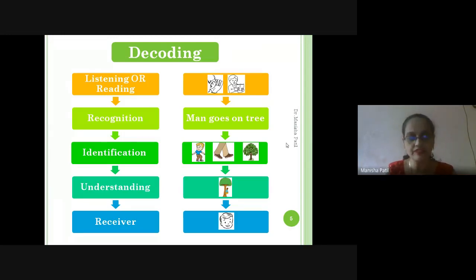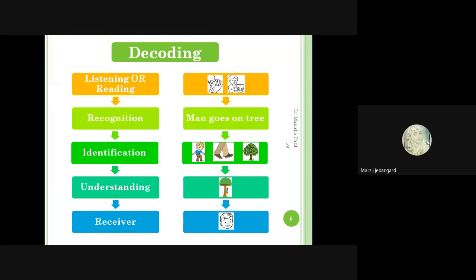Am I clear enough? Yes, ma'am. Encoding and decoding. Should I change the slide? Yes, ma'am.